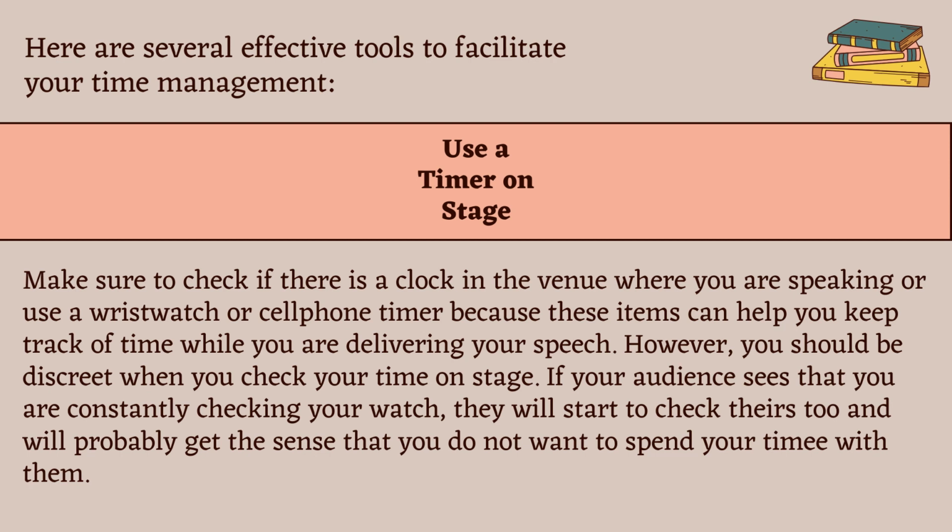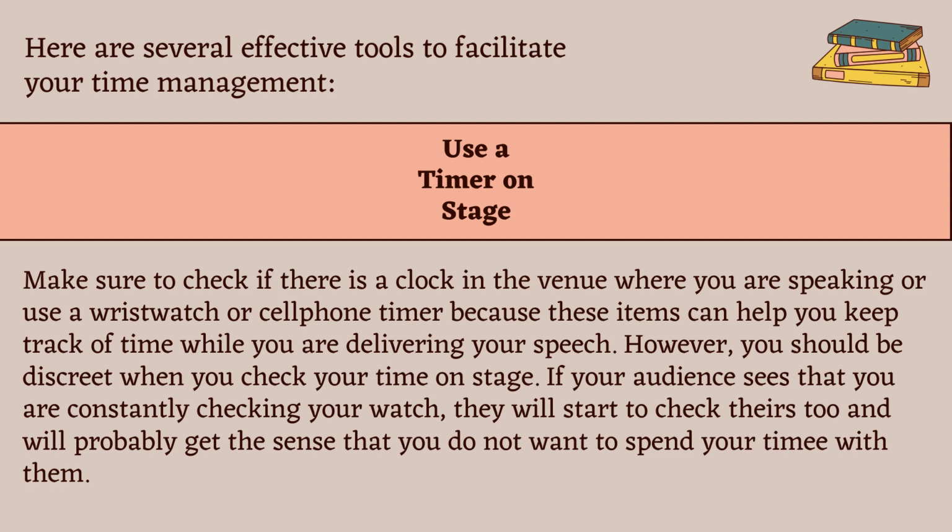Use a timer on stage. Make sure to check if there is a clock in the venue where you are speaking, or use a wristwatch or cell phone timer, because these items can help you keep track of time while you are delivering your speech. However, you should be discreet when you are checking your time on stage.